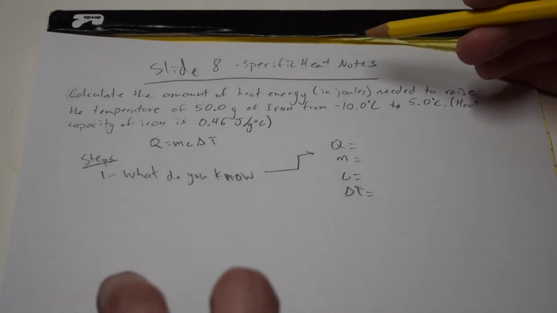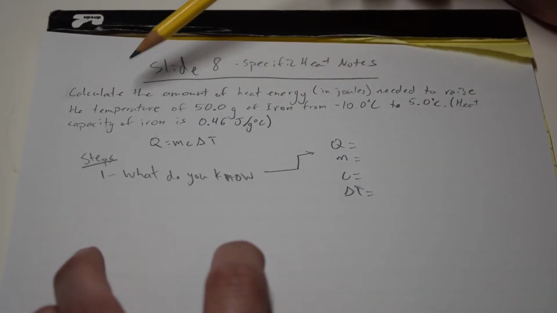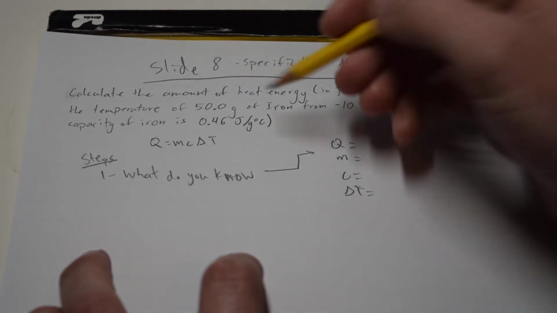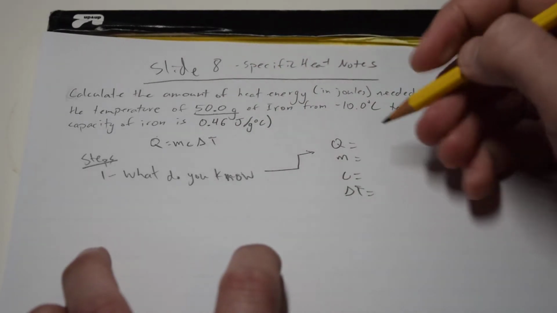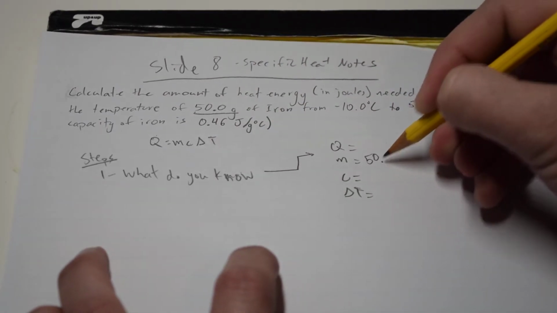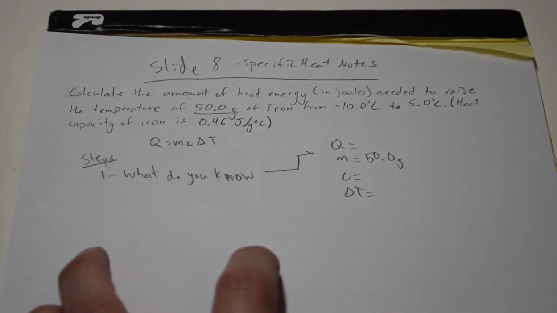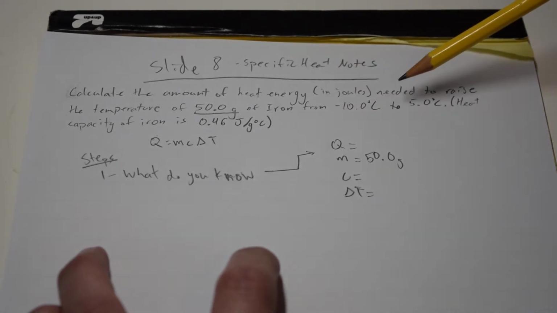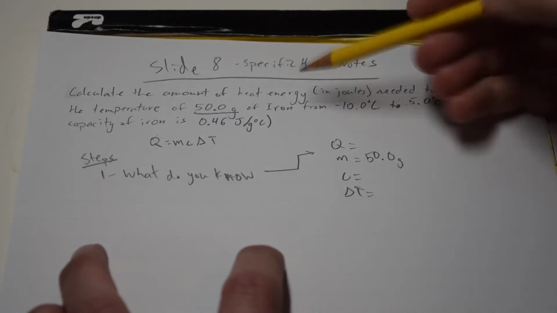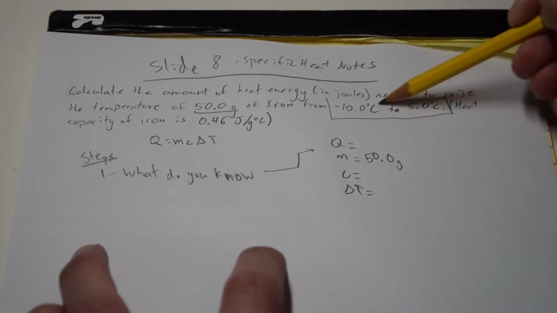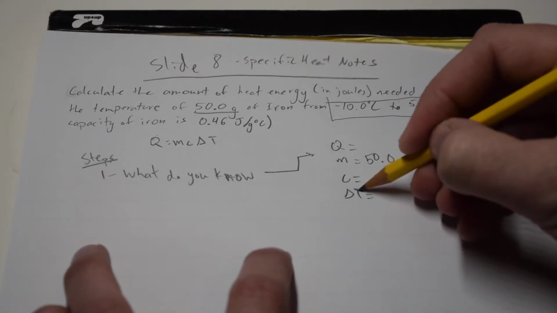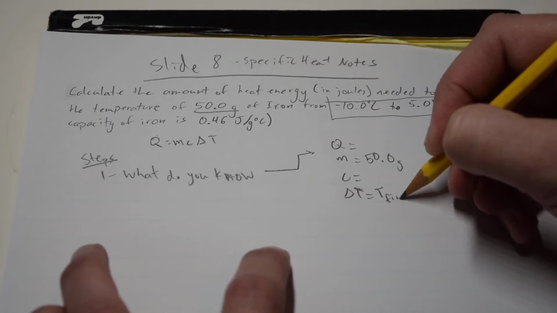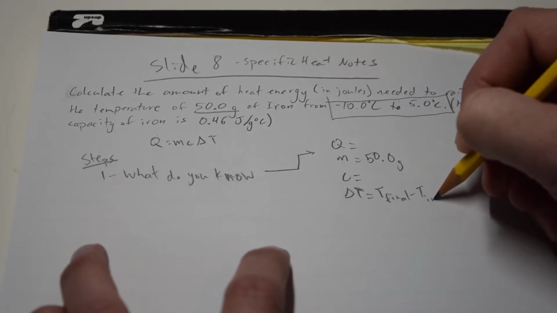So you read through the question. What does it tell you? It tells you to calculate the amount of heat energy needed to raise the temperature of 50 grams, so 50 grams, that is the mass, of iron from negative 10 degrees Celsius to 5 degrees Celsius. So this can be a little tricky. Remember, delta T is change, so temperature final minus temperature initial.